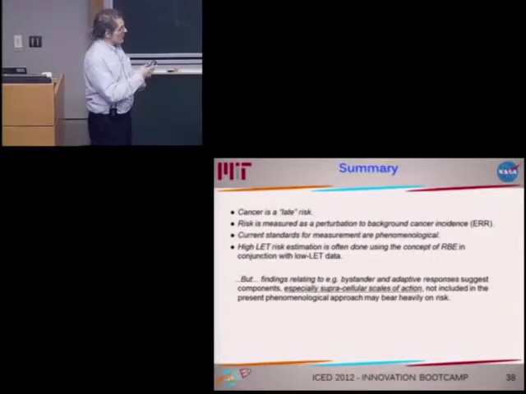Then I mentioned the current standards for measurement are mostly phenomenological at present, and that in particular high LET risk estimation is done often indirectly using more plentiful data in the low LET realm, and then through RBEs and other constructs making an inference crossing over to the high LET realm. But one confounder to this idea that I was promised I would get back to, is that we have to consider larger scales of action in all of this, right?